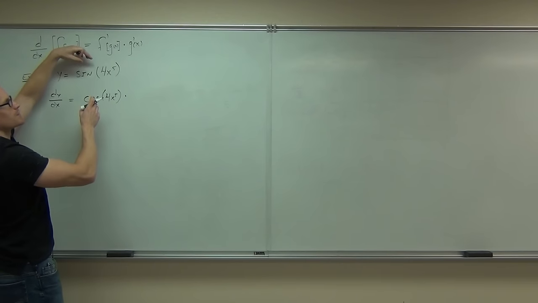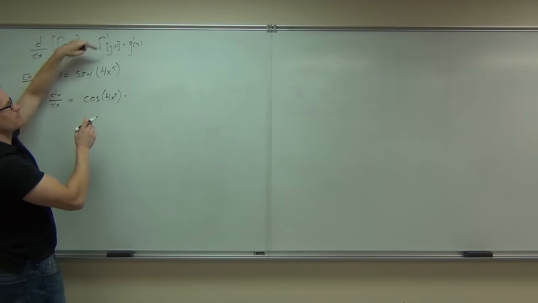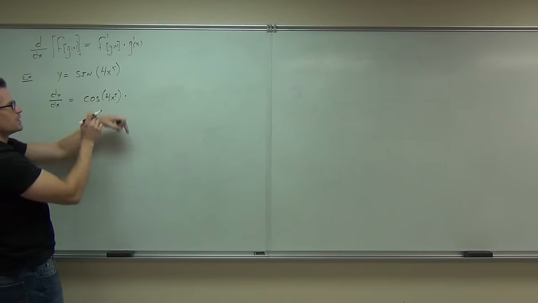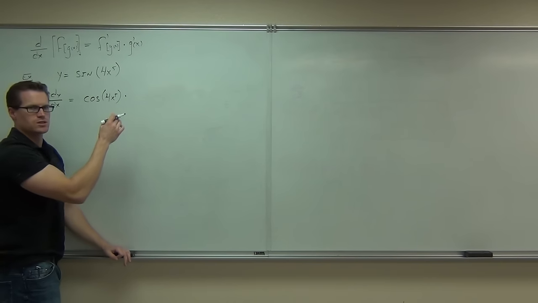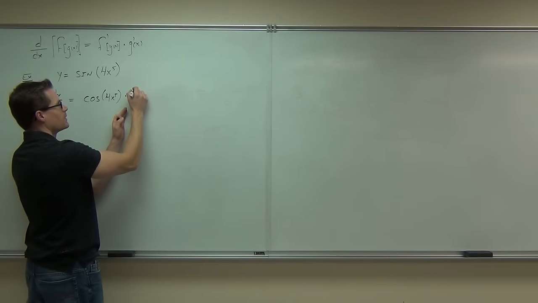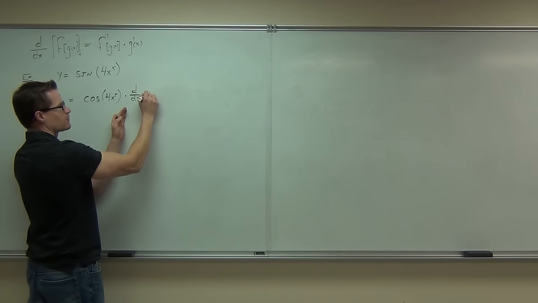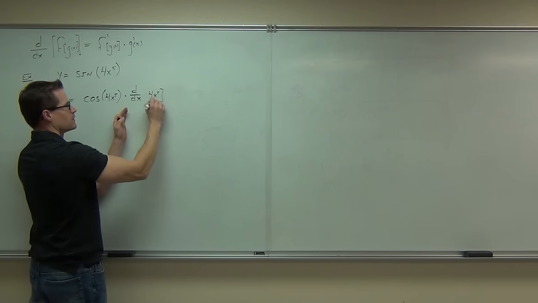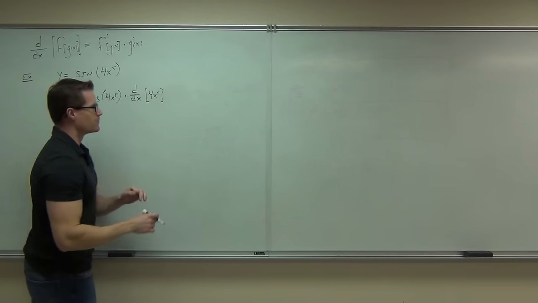That's where you get the derivative of the inside. You don't mash it all together. You don't take this derivative and put it right here. That's not what you do. This should not be cosine of 20x to the fourth. You take this derivative later, and you multiply it. And I want to see it written out, 4x to the fifth, like that. And then you take the derivative.